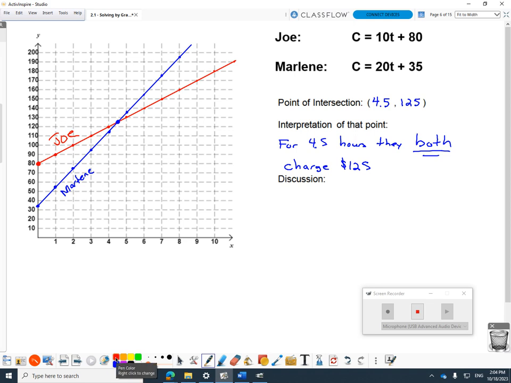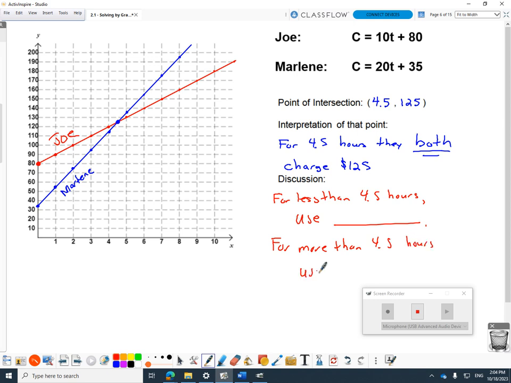For less than 4.5 hours, use blank. For more than 4.5 hours, use, oh, I forget already. Can someone tell me? Which one? If it's less than 4.5 hours, who do you want to use? Marlene is the lower one for less than 4.5 hours. But if it goes more than 4.5 hours, Joe has the better price.